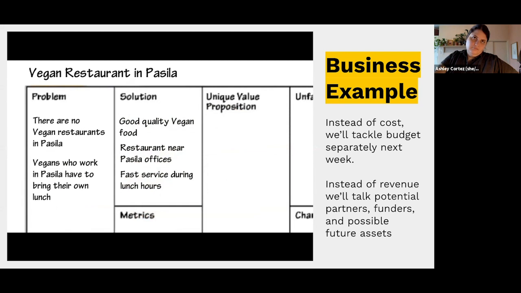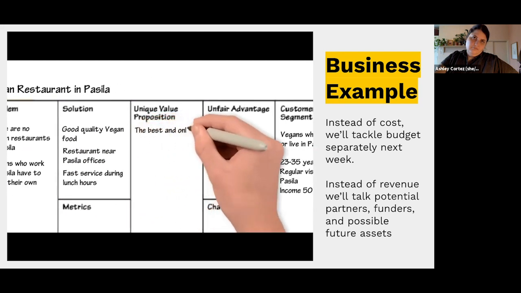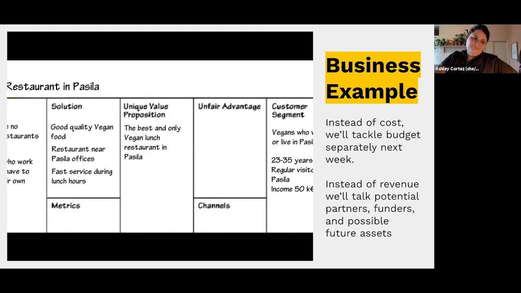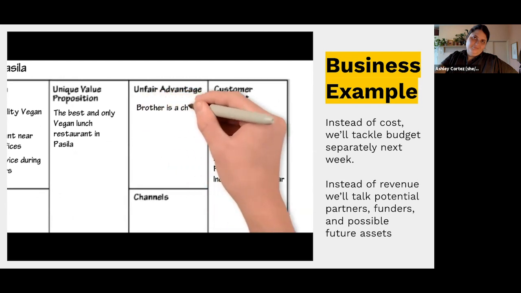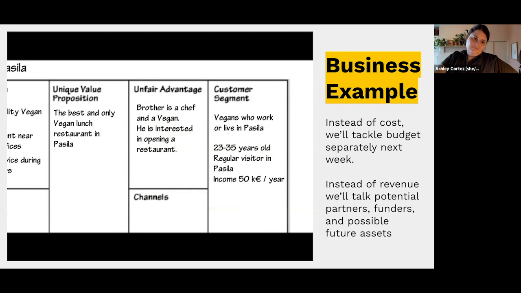The unique value proposition should boil down how you're different from everybody else and what you're worth paying attention to. In this case, it's quite easy to be the best when you're the only one. And for the unfair advantage, Joe's brother happens to be a chef and a vegan himself. Plus, he's also interested in opening his own restaurant. Making vegan food taste exquisite is no simple task, so it's definitely hard to copy.